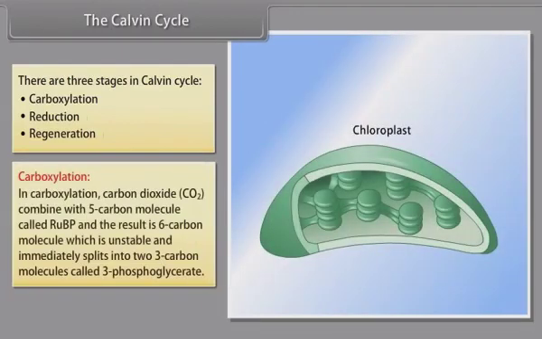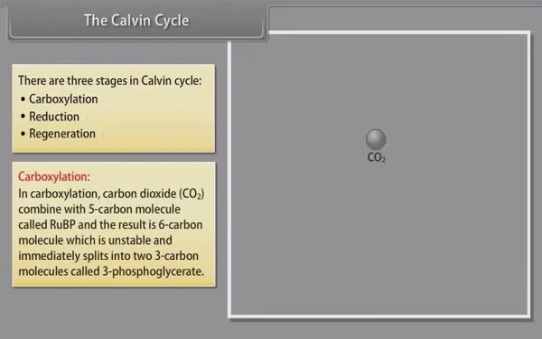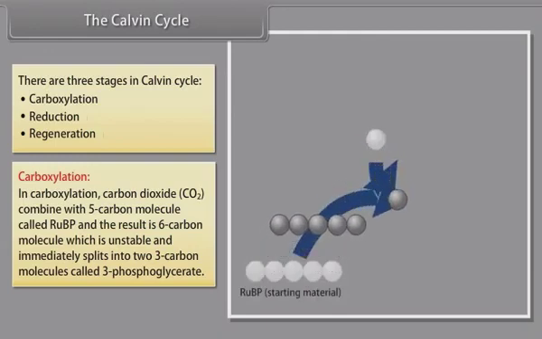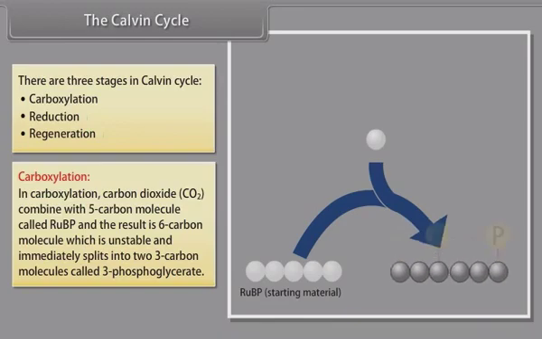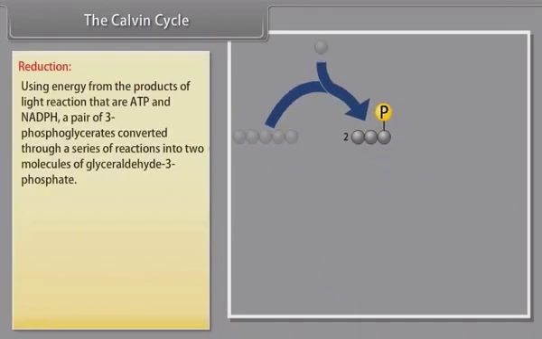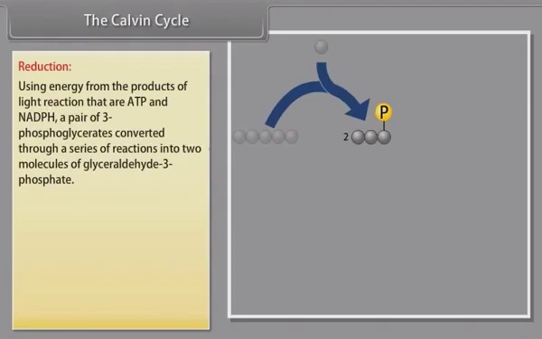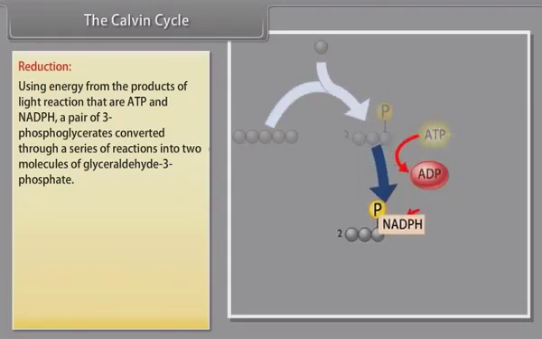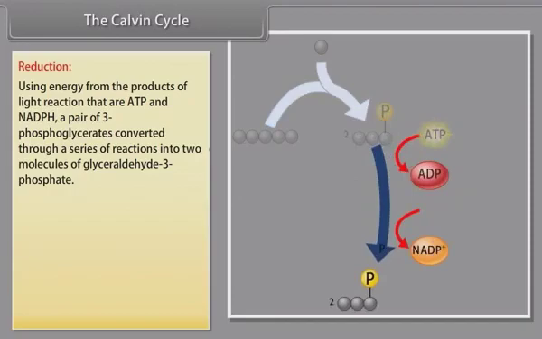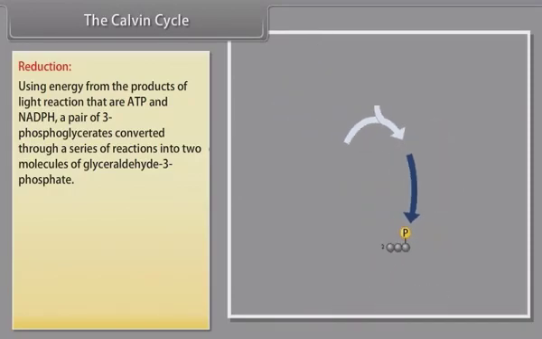Carboxylation. In carboxylation, carbon dioxide, CO2, combines with a 5-carbon molecule called RuBP, and the result is a 6-carbon molecule, which is unstable and immediately splits into 2 3-carbon molecules called 3-phosphoglycerate. Reduction. Using energy from the products of light reaction, that are ATP and NADPH, a pair of 3-phosphoglycerates is converted through a series of reactions into 2 molecules of glyceraldehyde 3-phosphate.